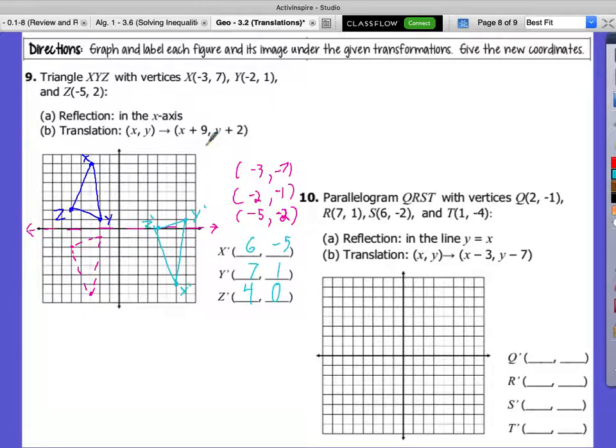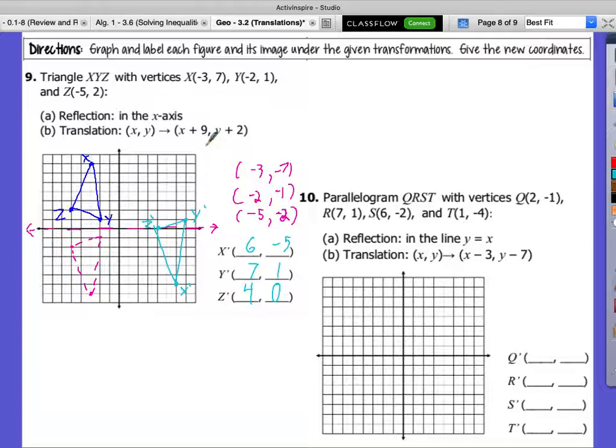So this number 10, we do the very similar thing. We reflect it over the line y equals x, and then you translate it 3 left, 7 down. I feel like we could handle that. You guys feel like you could handle that?